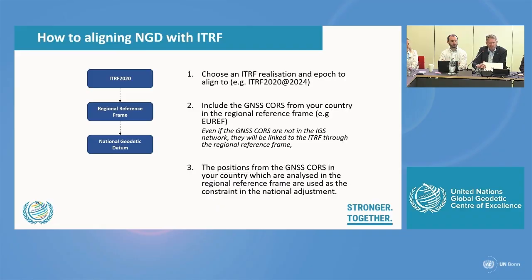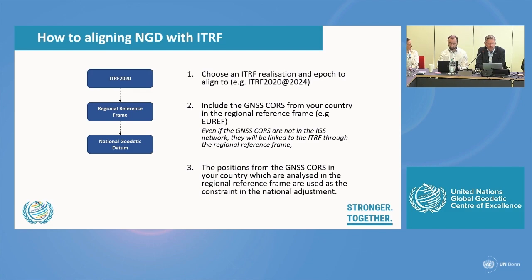of 2024.0. You then have a look at which sites you can include from your regional reference frame from your country. And as we said yesterday, even if the GNSS cores that you've got in your country aren't in the IGS, try and make sure they're linked with UREF, and they're being analysed by UREF, so you have those most up-to-date coordinates to constrain your national adjustment when you're doing it.